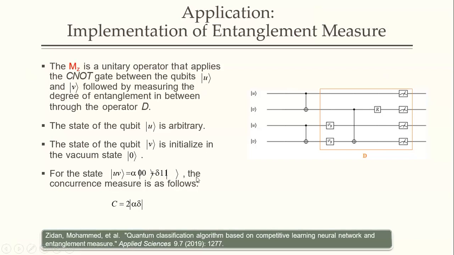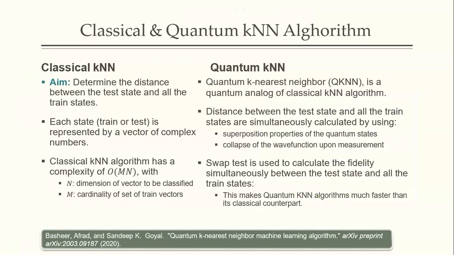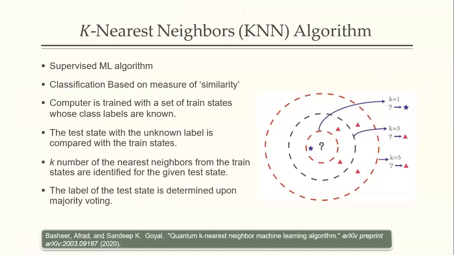For the state UV ket equal to alpha psi 0 ket plus beta 1 1. The co-occurrence measure is as follows: QQ case, which is the k nearest neighbor. Supervised machine learning KNN classification based on measure of similarity. The more similarity means it will be in the center, which will be grouped, and again then k equal to 1, k equal to 3, then k equal to 5. Similarly, it will be circled.